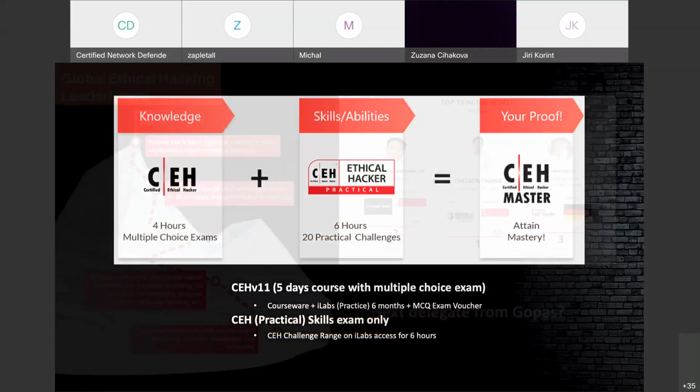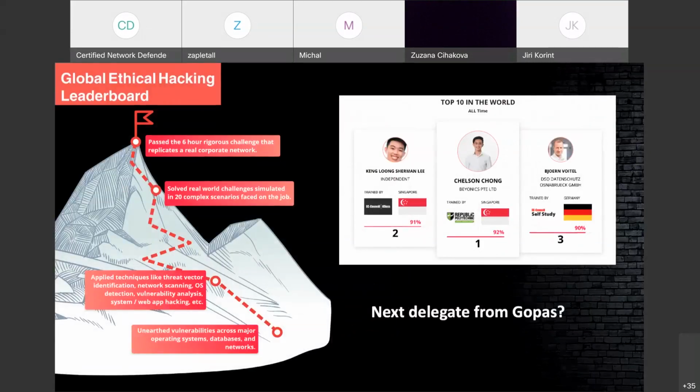Now we do have a leaderboard, and we do have various other mechanisms, but ultimately I would love for the next delegate to be on that top 10 leaderboard. The calculation is how well you did on the ethical hacking theoretical exam and how well you did on the practical exam. Ultimately, it's a test of both those skills.